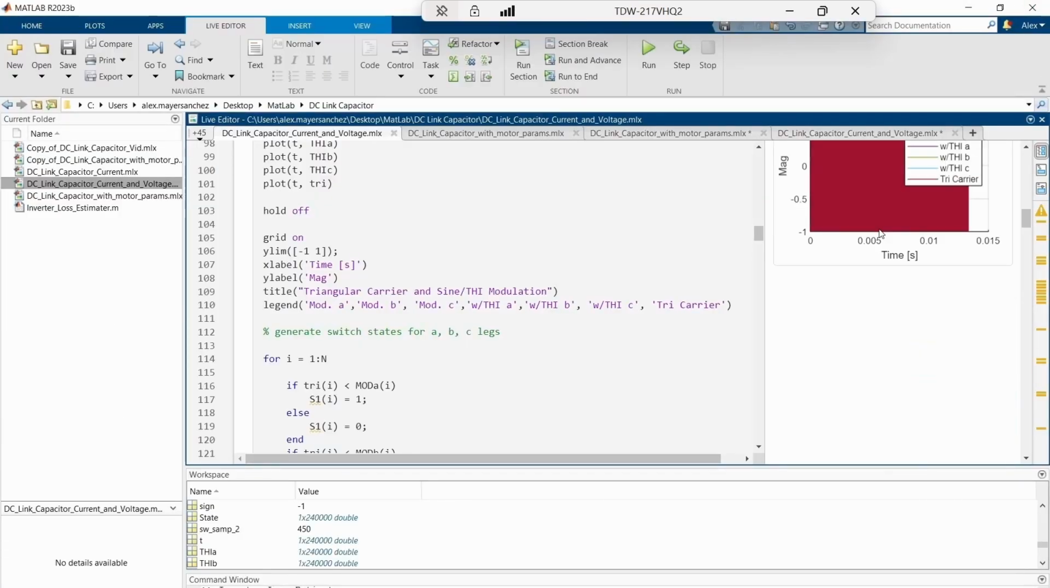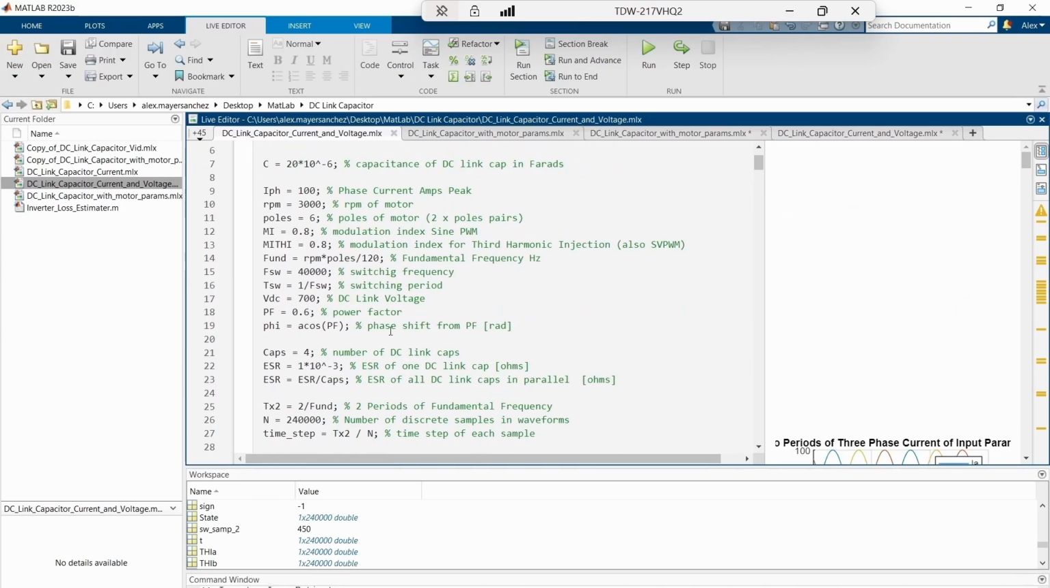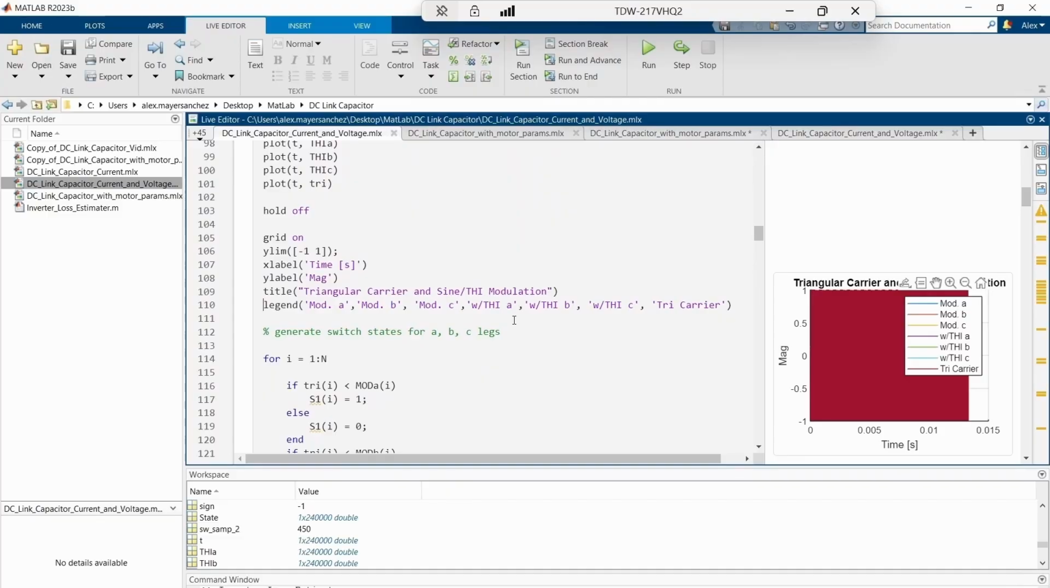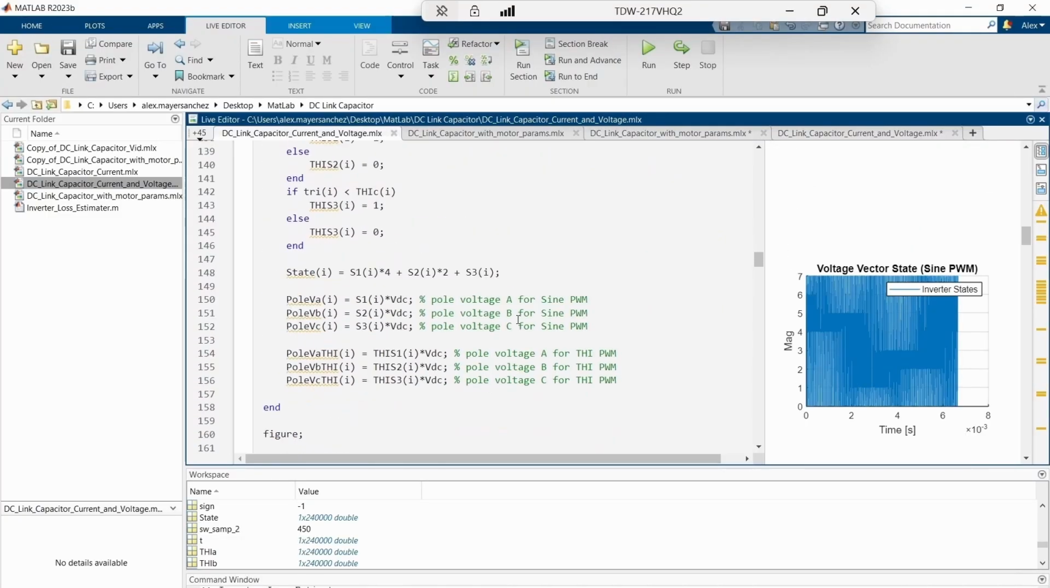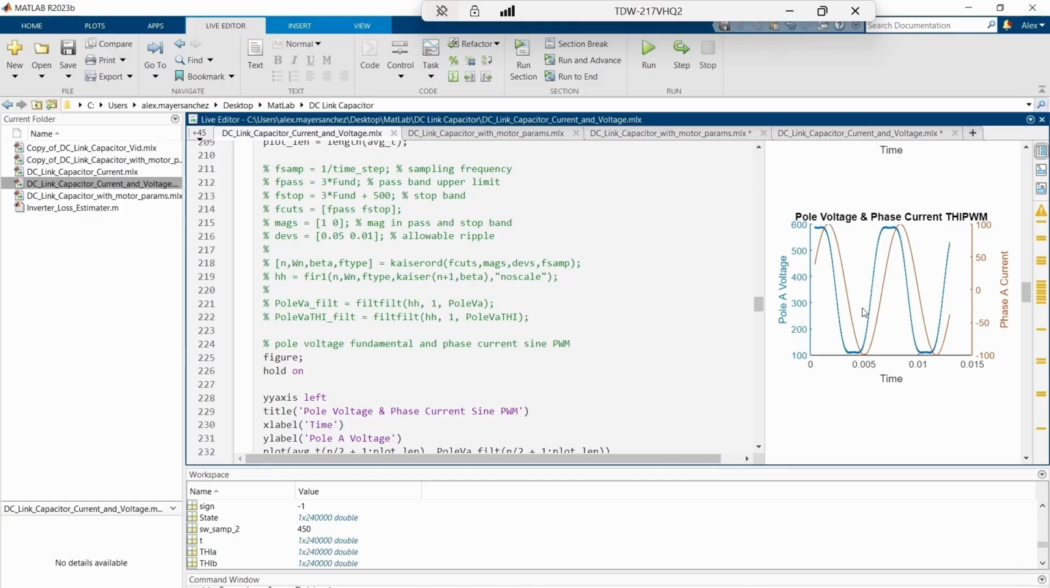And then we also changed the power factor to 0.6, and we're assuming it's an inductive load, so the current ends up lagging the voltage. Here you can see with sine PWM, this is the pole voltage, and this is the phase current. And then for third harmonic injection, we see the same phase shift, but we have a third harmonic.